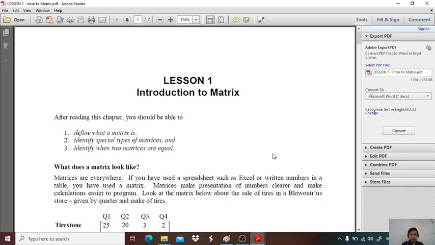Good day, everyone. Let's proceed to our first lesson. We have an introduction to matrix.